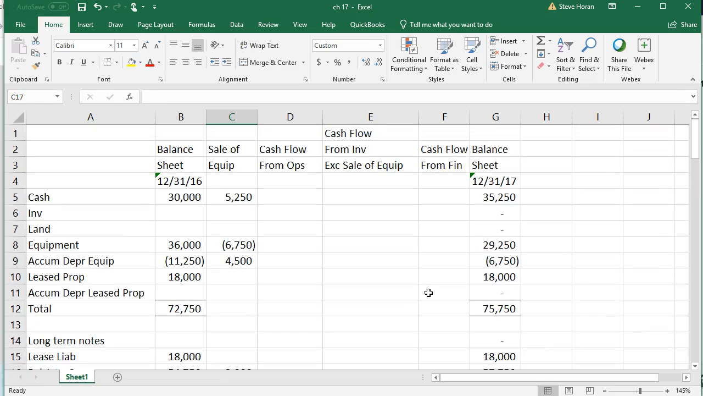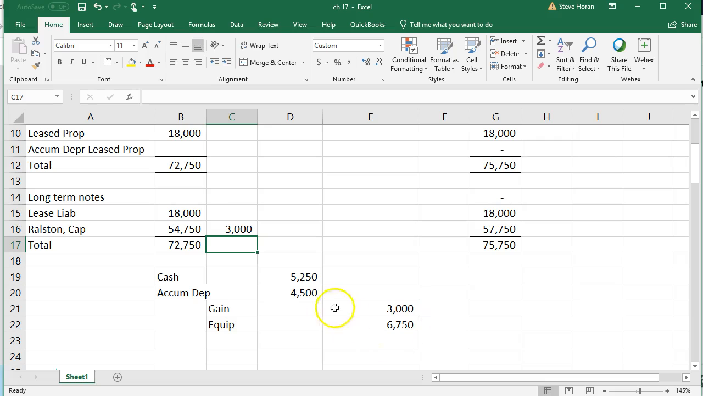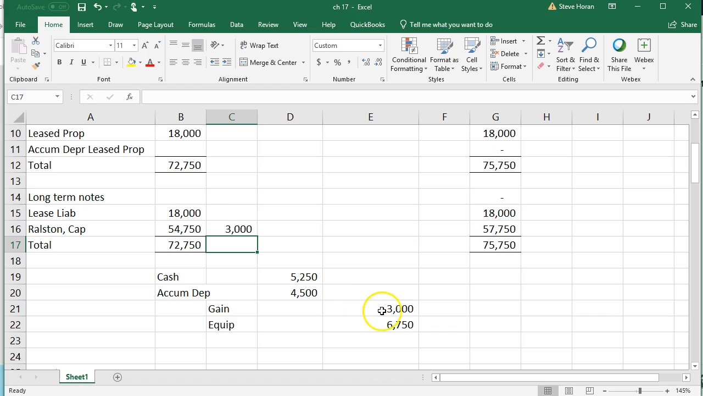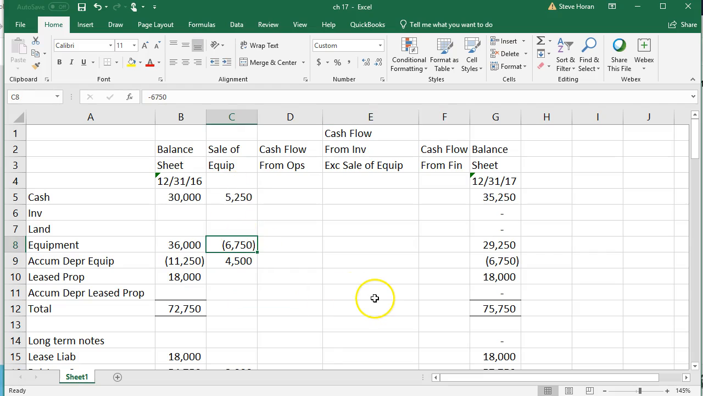So basically, I just took all the components of this journal entry and put them into this column right here. With this journal entry, we had to think through it. They told us cash received, depreciation, and the gain, but we had to back into the equipment cost, which is what we then put right there.